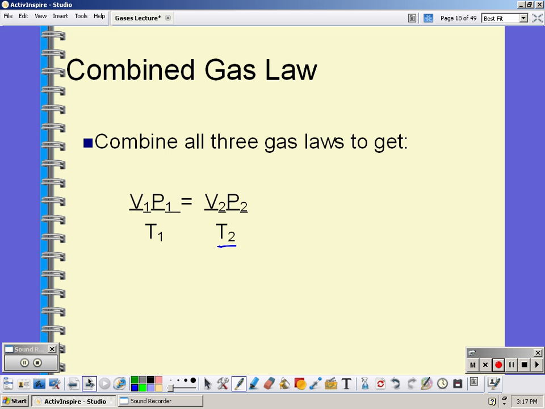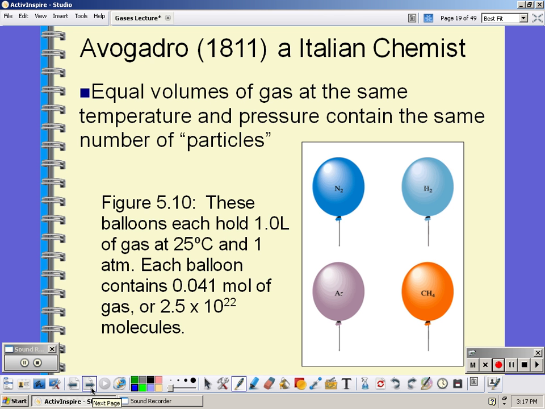Alright, Avogadro's law is not one that we typically touch on in Chem 1, but Avogadro is the same person as Avogadro's number. He found that equal volumes of gas at the same temperature and pressure contain the same number of particles. So if we look at our 4 balloons, even though we have different gases, they have the same volume, 1 liter, they're at the same temperature, 25 degrees Celsius, and the same pressure, 1 atm. That means they all contain the same number of moles.